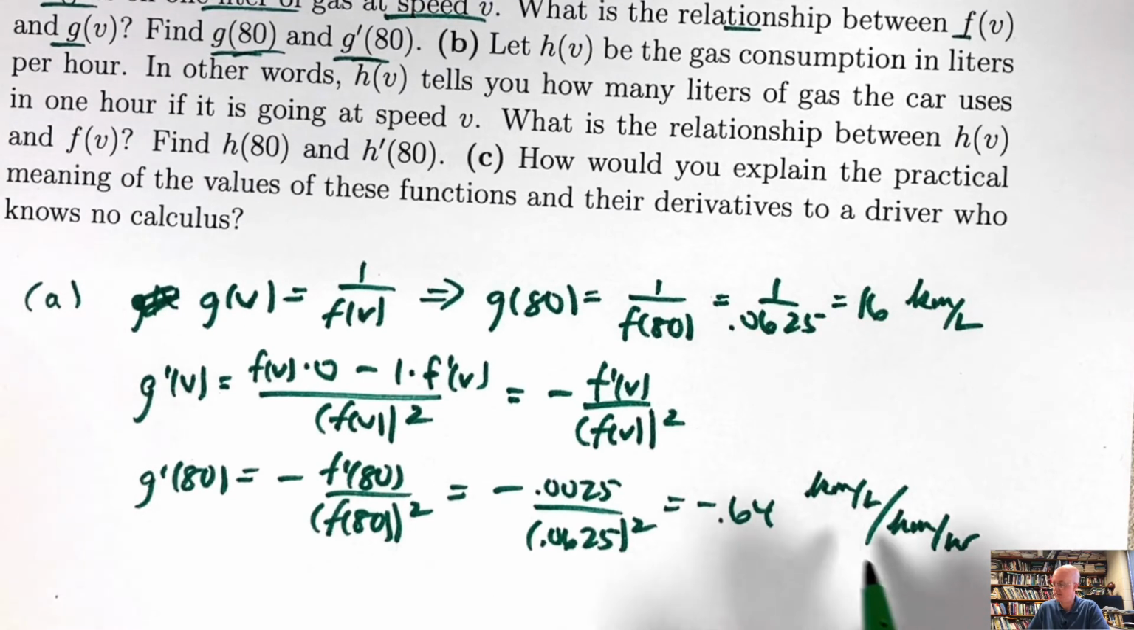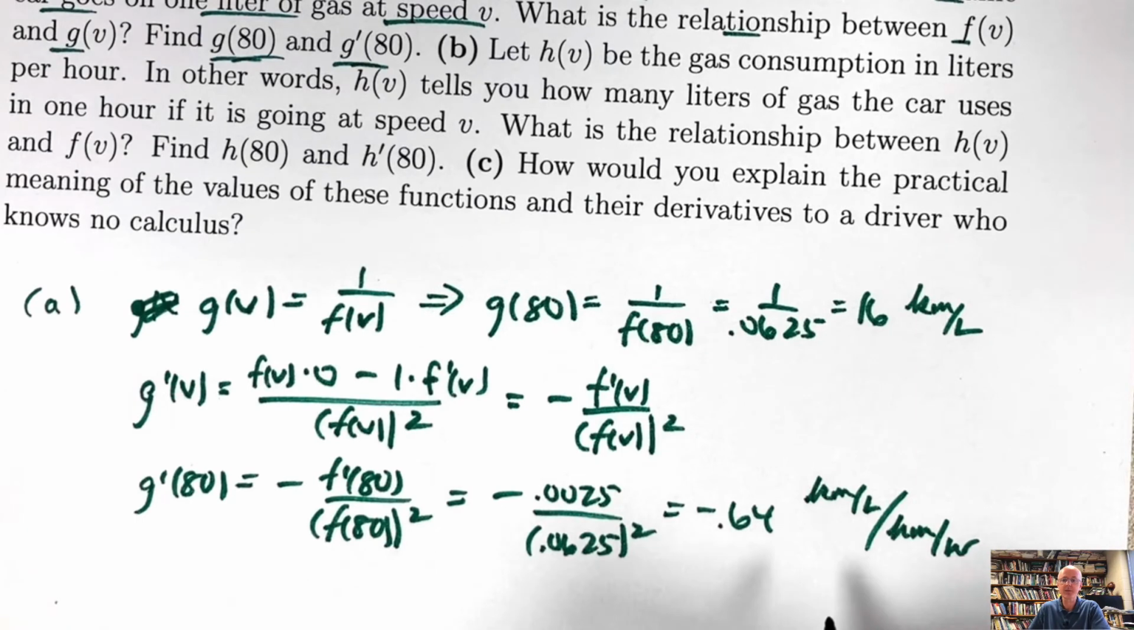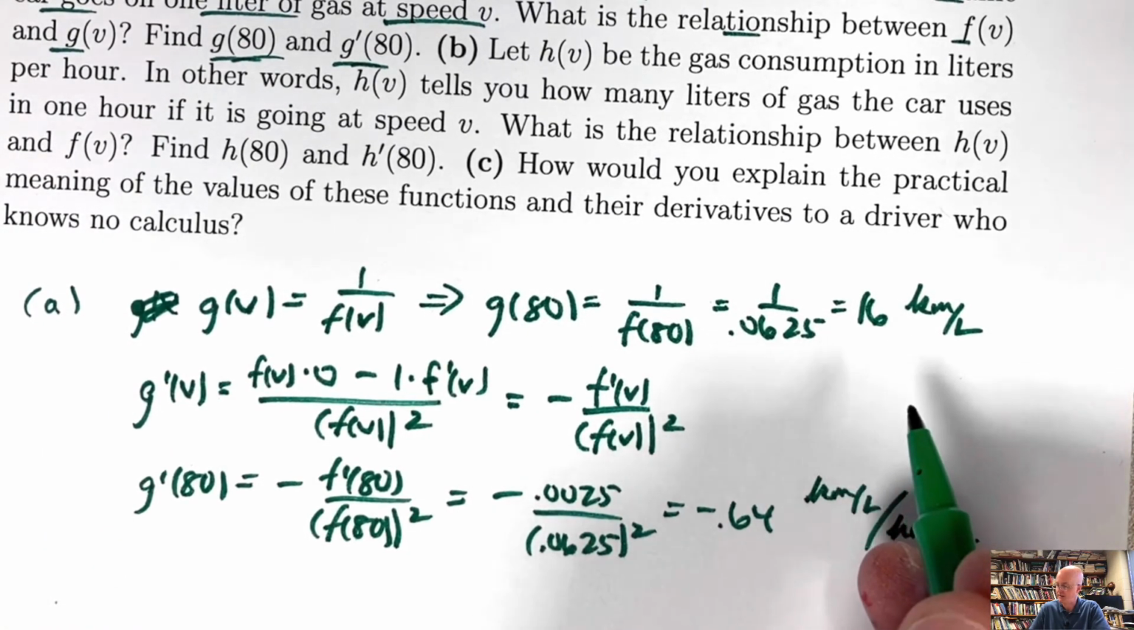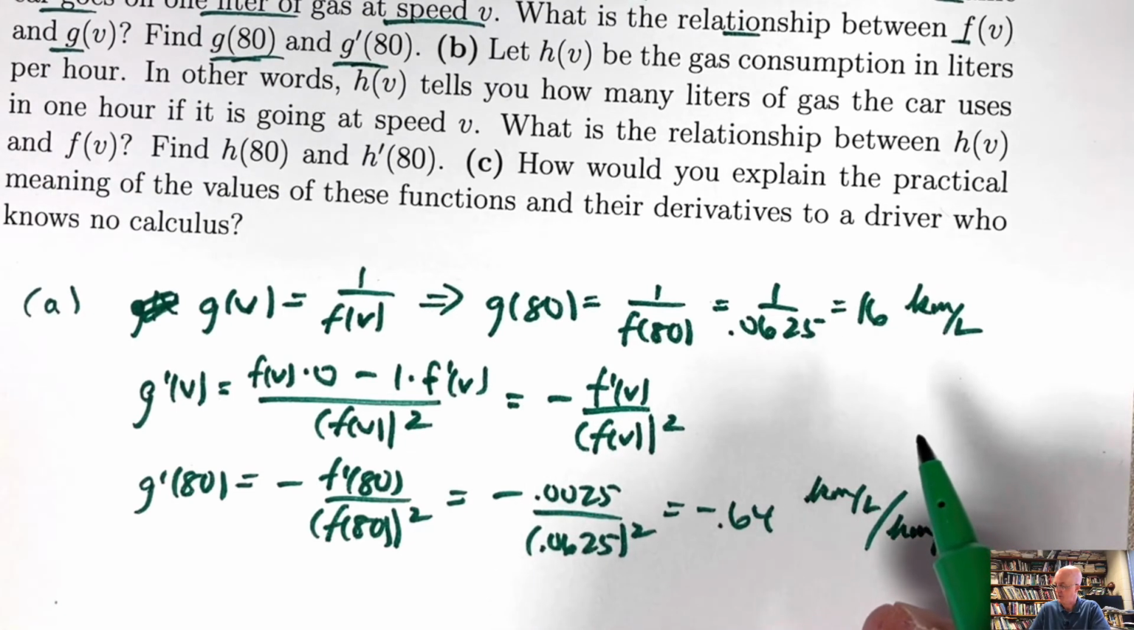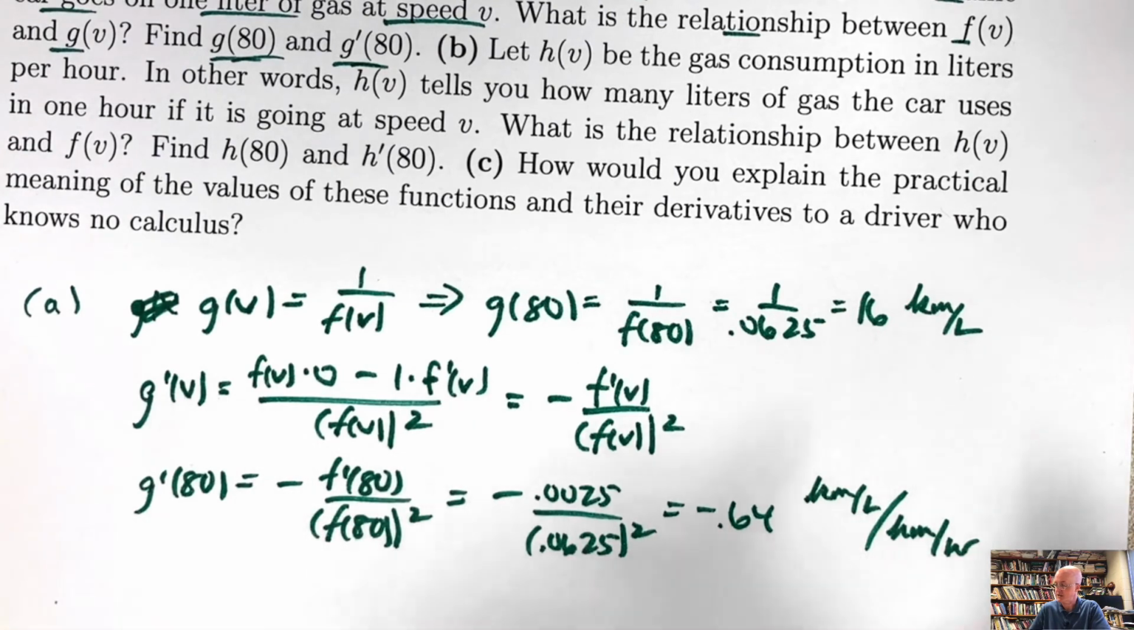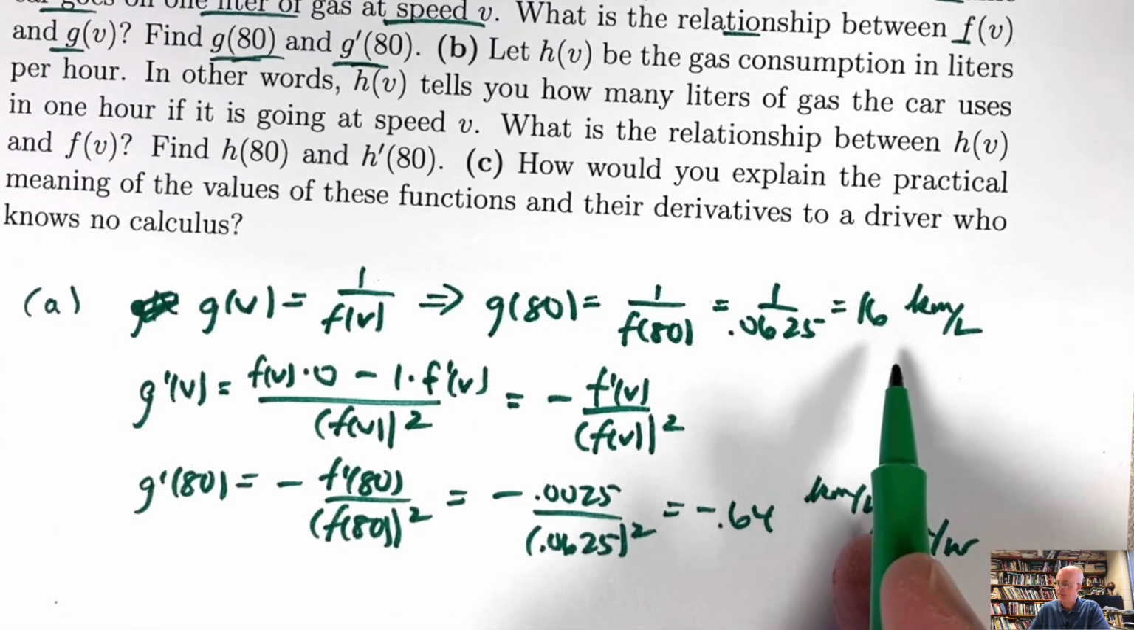more beneficial to think about it this way because you're thinking about how the values of g of v get affected if I increase the speed a little bit, by like 1 kilometer per hour. If I increase the speed a little bit from 80 kilometers per hour to 81, I would expect the value of g of v to go down by about negative 0.64, from 16 to about 15.36. It's going to go down.